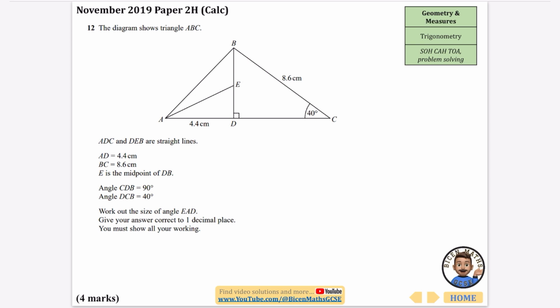Let's just quickly read through what it says. Basically it tells us that ADC and DEB are straight lines. Well, I can see that on the diagram. It tells us this is 4.4, this is 8.6, but this is the important part. It says that E is the midpoint of DB.